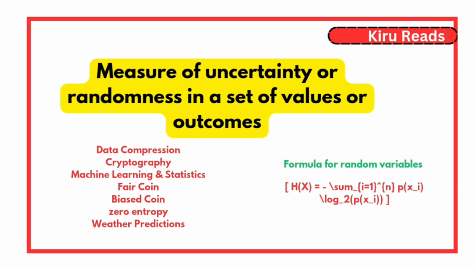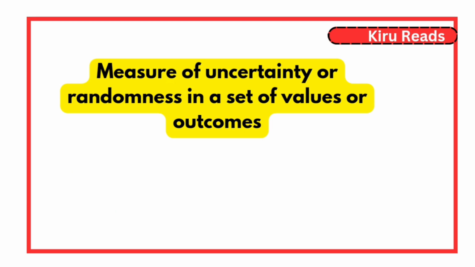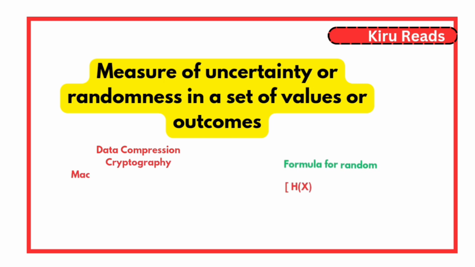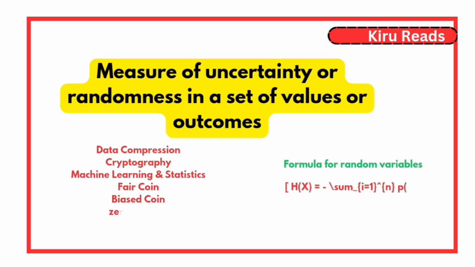Second, cryptography. In the realm of security, high entropy means that a key or password is hard to guess. The more unpredictable a password is, the more secure it is against attacks. So, Shannon entropy helps assess the strength of various keys.